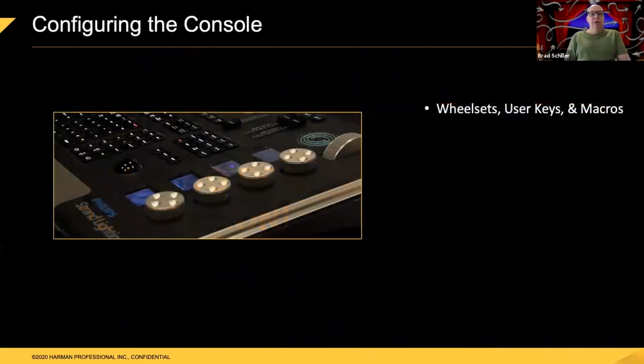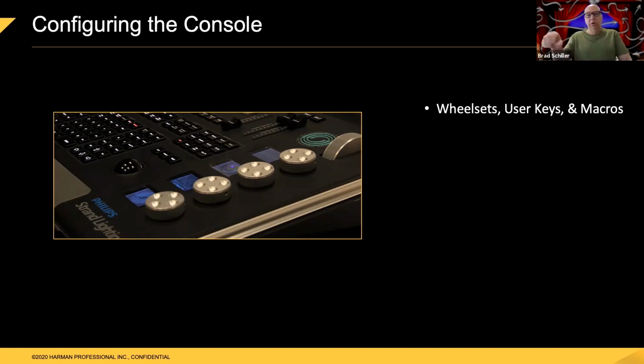So the first thing I want to talk about is the hardware. On your console, most consoles have encoders, and we'll talk about different types of hardware a little later. But initially, one of the things you might want to configure is the layout of where pan and tilt fall on your encoders. Some consoles are like the one you see here, where they're laid out in a vertical orientation.